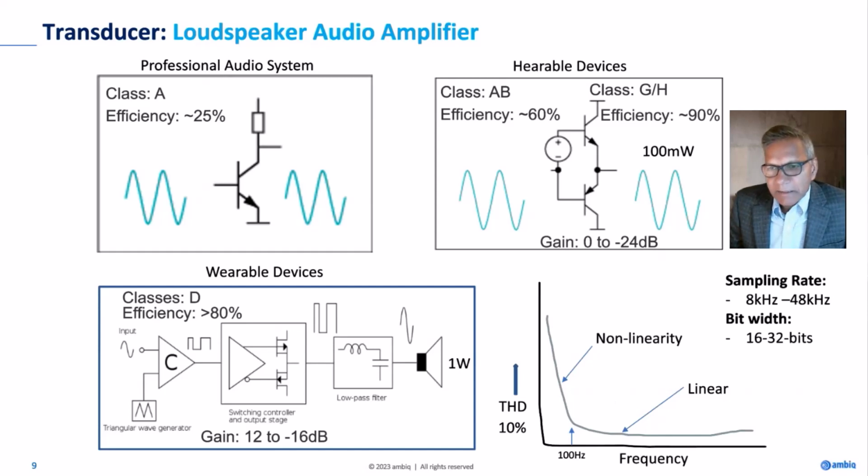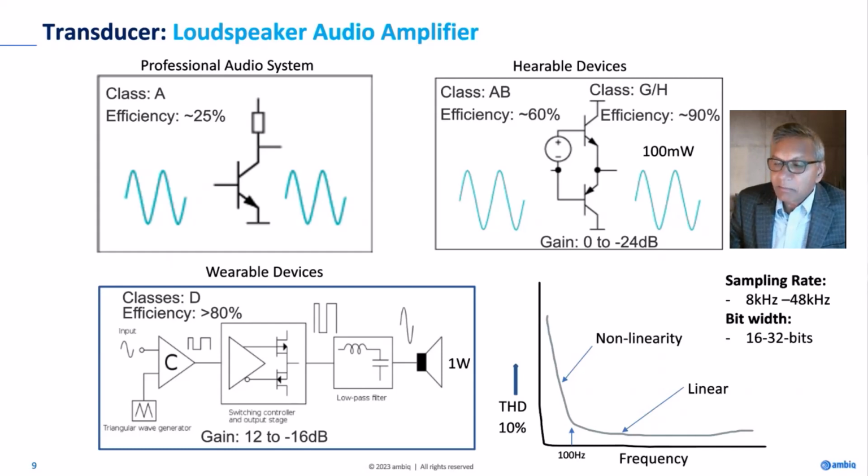What kind of sampling rate does your front end need to support in the playback path? 8 kilohertz to 48 kilohertz, and bit width 16 to 32 bit. For wearable form factors, of course, if it's a headset, then definitely more bit width and sampling rate will give you much clearer sound quality.